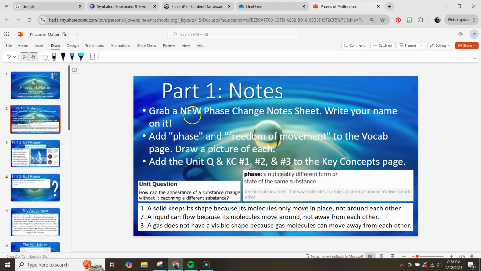Okay, so your notes today, we are starting a new note sheet, so if you are absent, you will need to get this when you come back. Make sure you get your names on it. First thing you are going to add is your unit question: How can the appearance of a substance change without it becoming a different substance?